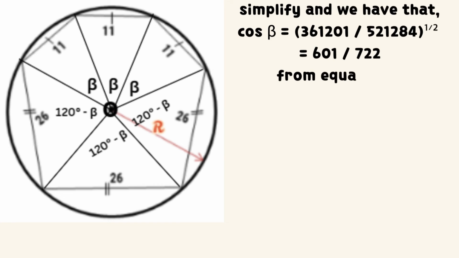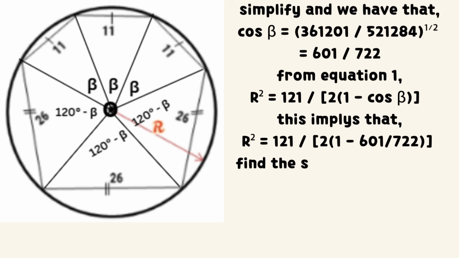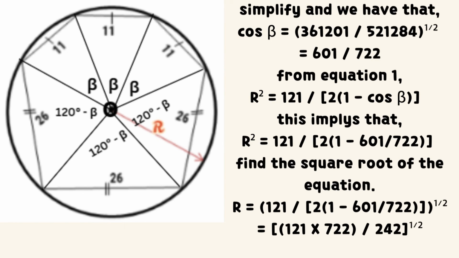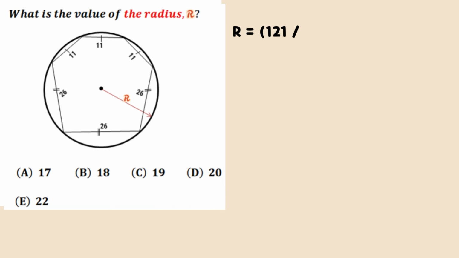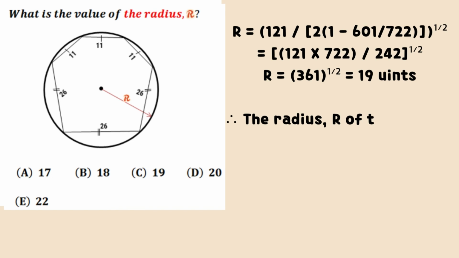Simplify the value of cosine beta and we have 601 divided by 722. In equation 1, substitute the value of cosine beta obtained. Find the square root of the equation. The radius of the circle equals the square root of the product of 121 and 722 divided by 242. Simplify and we have that r equals the square root of 361, which equals 19 units.